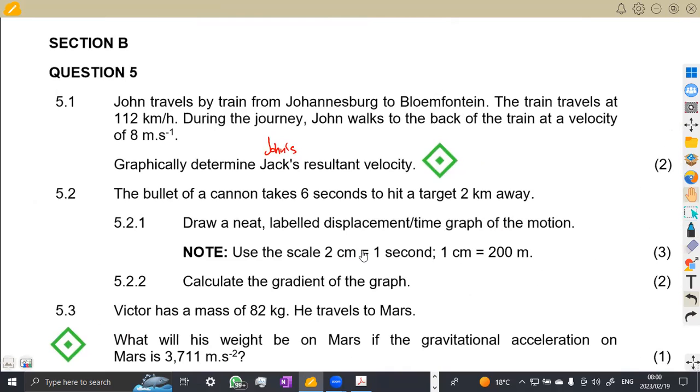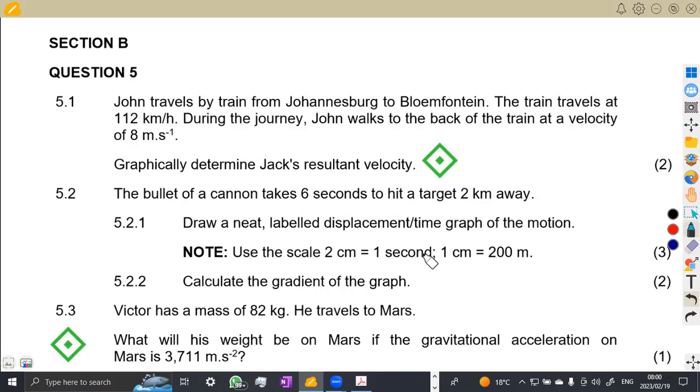Okay, on 5.2, the bullet of a cannon takes 6 seconds to hit a target 2 kilometers away. 5.2.1, draw a neat labeled displacement-time graph. Okay, that's a distance-time graph of the motion. Use a scale of 2 centimeters to represent 1 second, that is for time, and 1 centimeter to 200 meters, that is for the displacement.